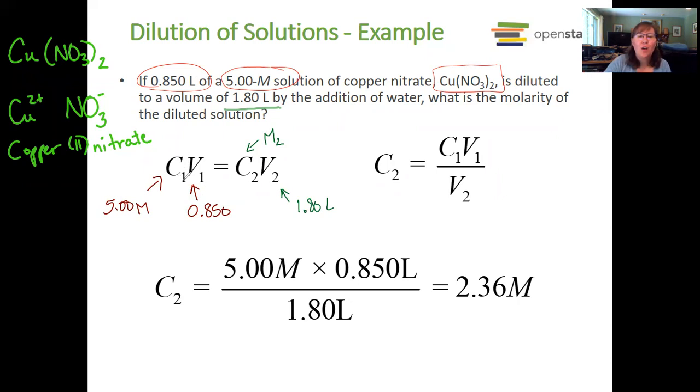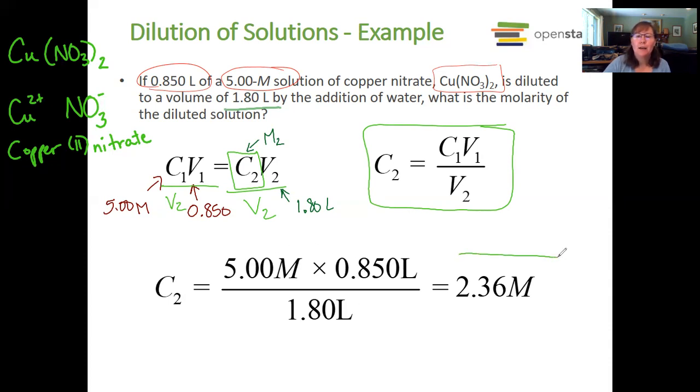And now you can solve this. If you're solving for C2, you do that by dividing both sides by V2, which is how they got this equation here. C2 is equal to C1V1 over V2. And we put in our values and get 5 times 0.85 divided by 1.8, which will get you 2.36 molar. And that's how you find that final concentration.